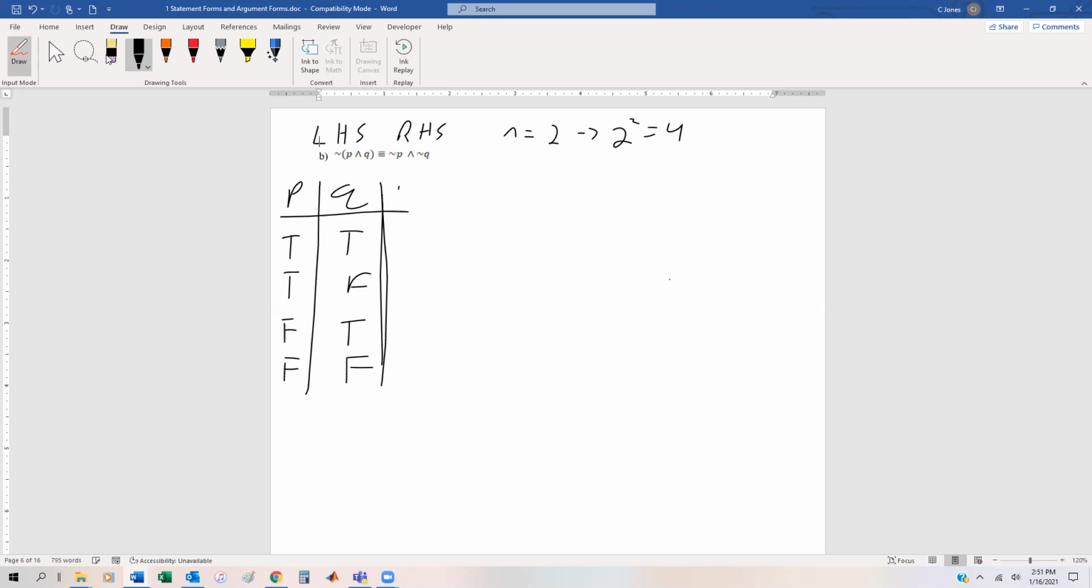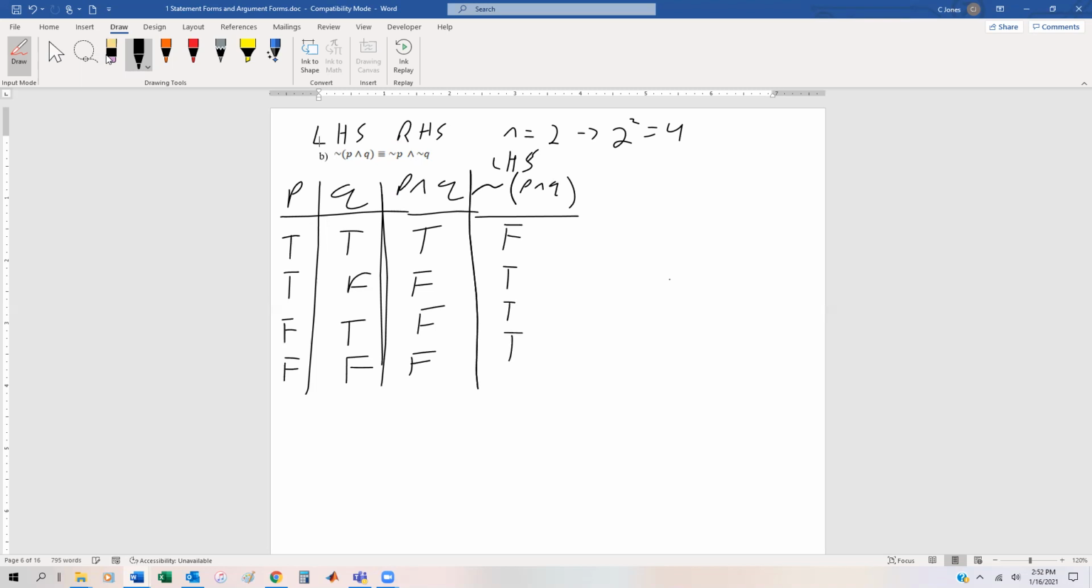All right, so we have P and Q, and remember that P and Q is only true when both P and Q are true. So we have true, false, false, false, but then we have not for the left-hand side. So we're going to have not P and Q. So we just take the negation, and that's going to give us false, true, true, true.